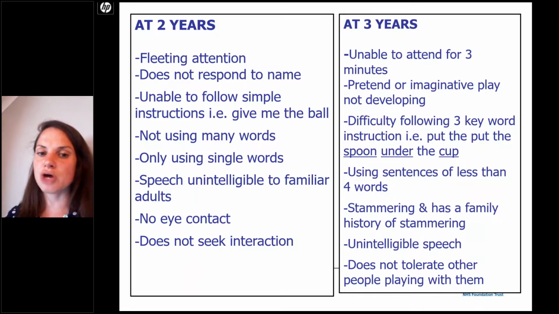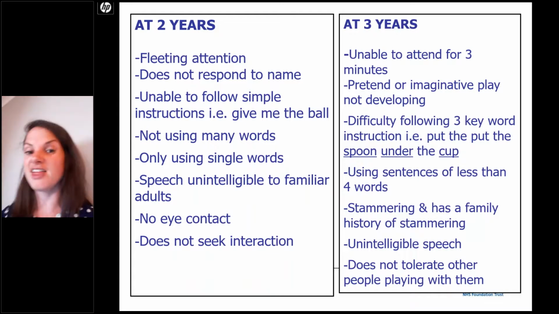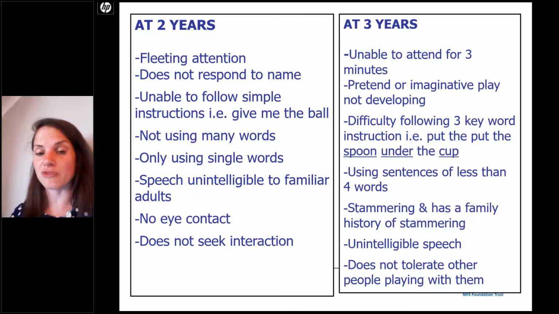So for 2-year-olds, if they've got fleeting attention or they're not responding to their name or they can't follow simple instructions, they're not using many words or only using single words. And if no one at all can understand what they're saying, they're not making eye contact and they're not seeking interaction, they're the kids that you might want to be making a referral to speech therapy for.